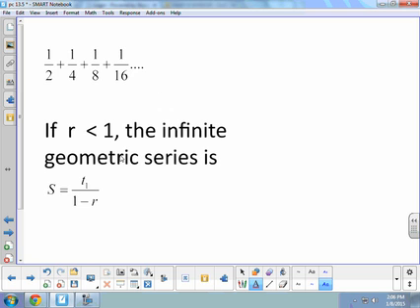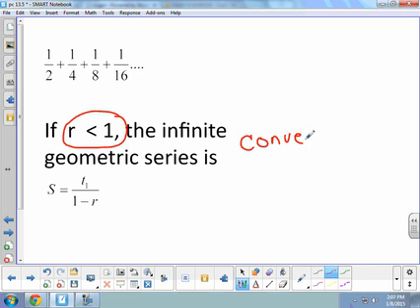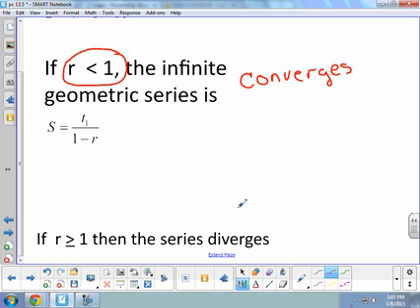And for an infinite series, we have a formula that will find the sum of them. However, it only works if the absolute value of your r is less than 1. I'm going to circle that because that is an important piece of information. This is also referred to as it converges. If something converges, it goes towards a certain number.